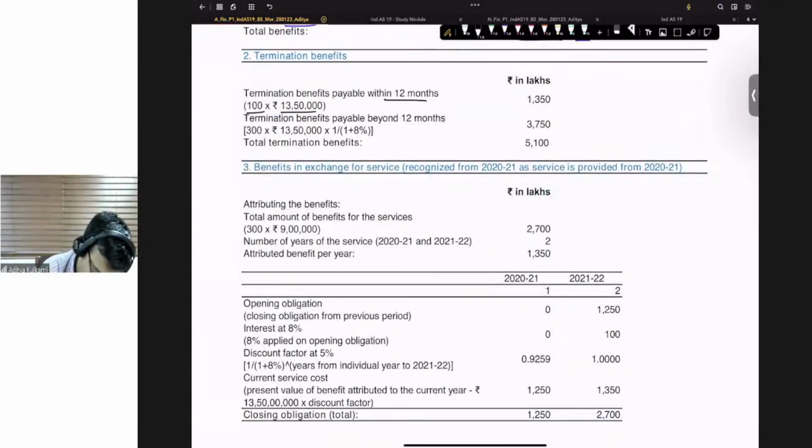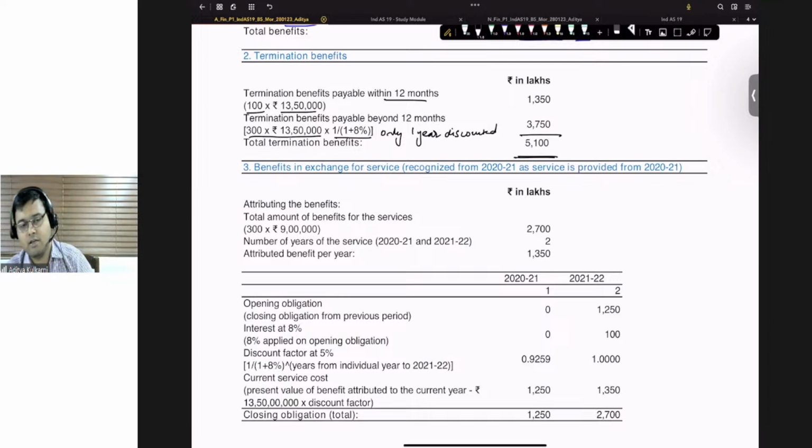So do the discounting. 300 into 13 lakh 50 into 1 divided by 1 plus 8%. Only 1 year. Look, after one year they have to go anyway. So therefore discounting only for 1 year. Only 1 year discounted. So that comes to 37 lakh 50,000. So this is 5,100. Value for termination benefits.